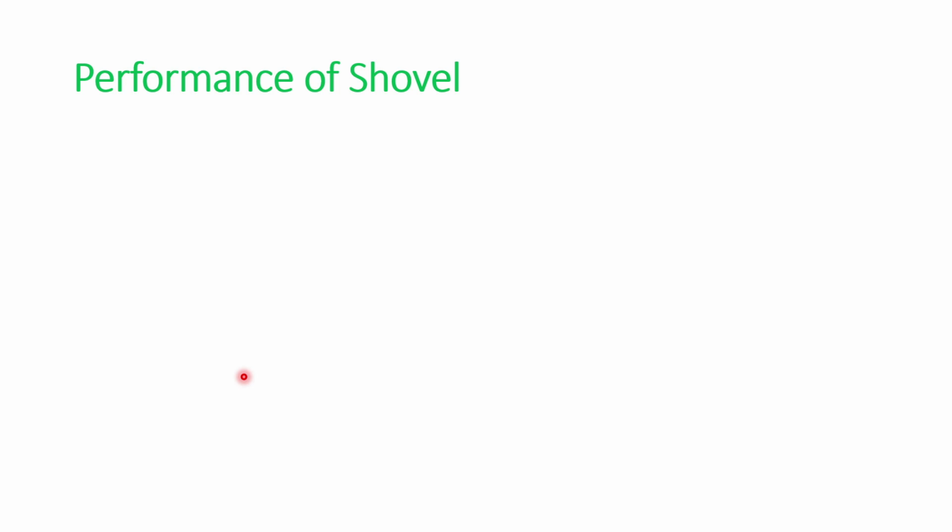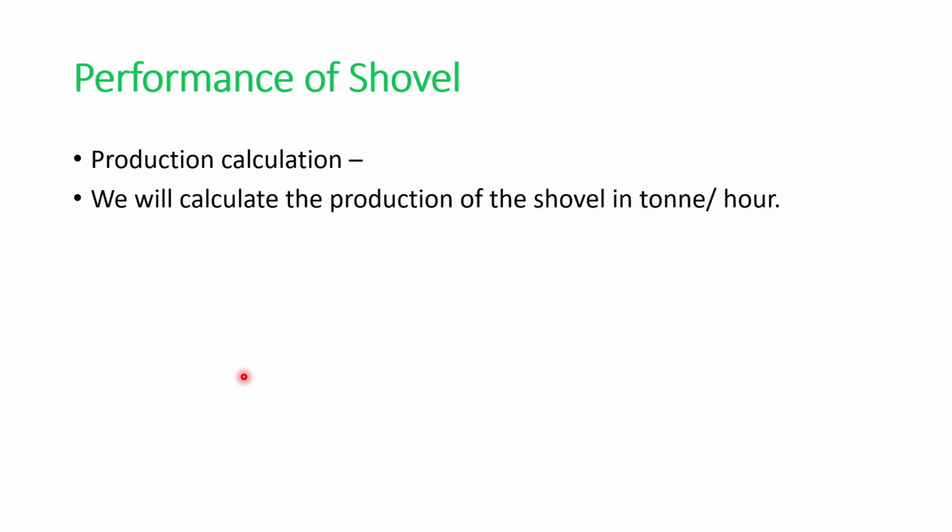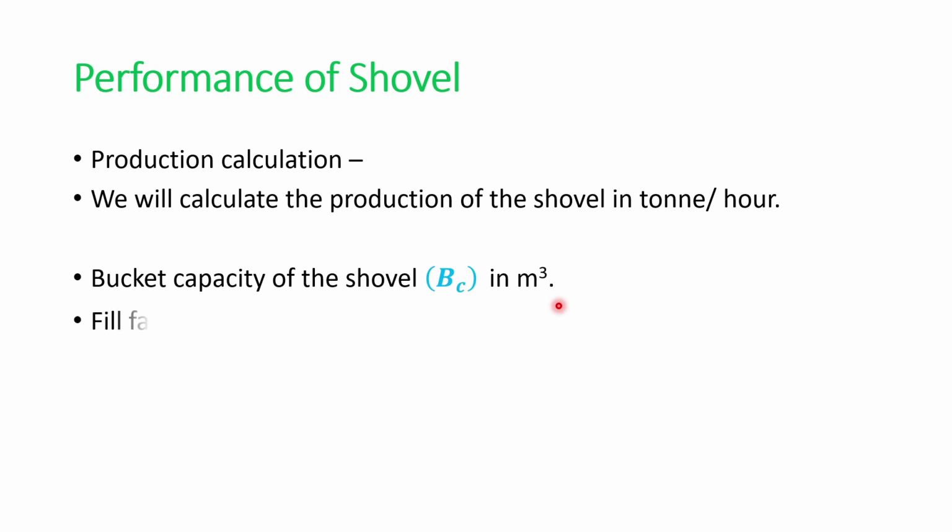Now let's calculate the performance of a shovel. Production calculation. We'll calculate the production of the shovel in ton per hour. So for calculation of the production, we need to know the bucket capacity of that shovel. Let us suppose the bucket capacity is BC in meter cube.